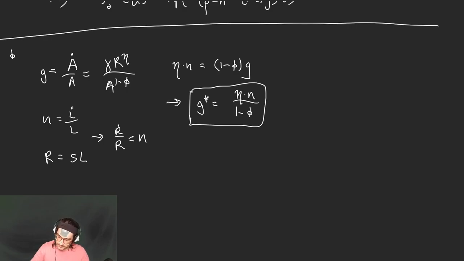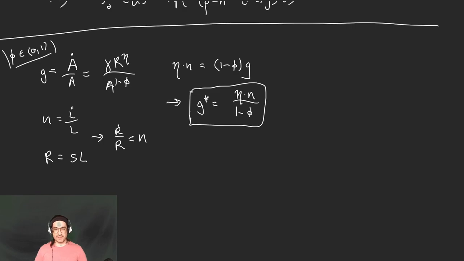So this requires phi between 0 and 1. And this is interesting. First of all, the growth rate is proportional to population growth. So you need population growth to have long run growth because the stuff's getting harder over time.